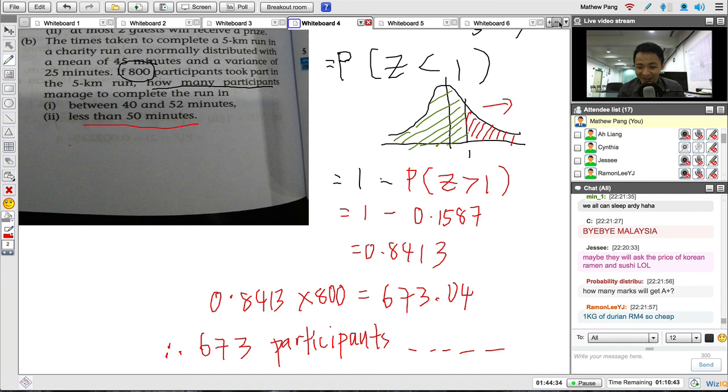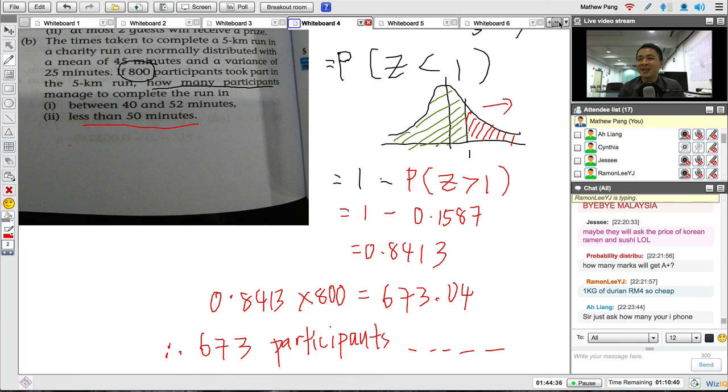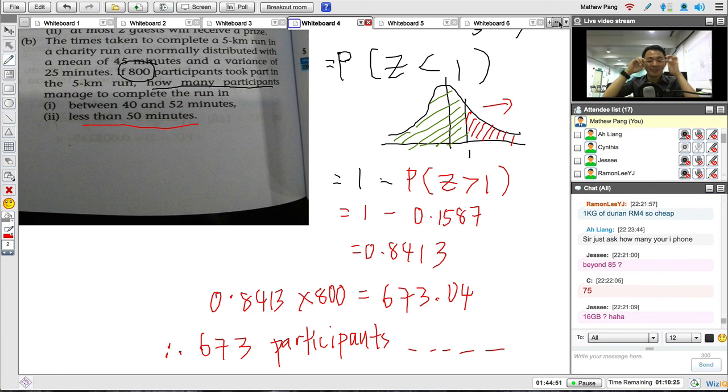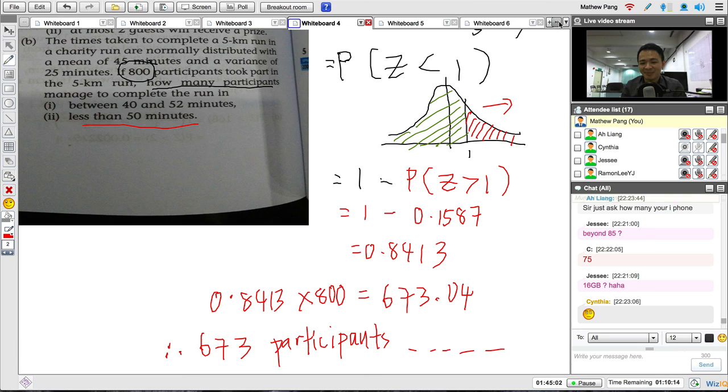How many marks will get the A plus? I'm not sure, but I heard A plus is 70 to 75. No, I don't think A plus is 85. But if you take the Cambridge one, meaning the IGCSE, their A plus is 97.5. It means you have to get 98 in order to get A plus. But SPM I think is much easier.